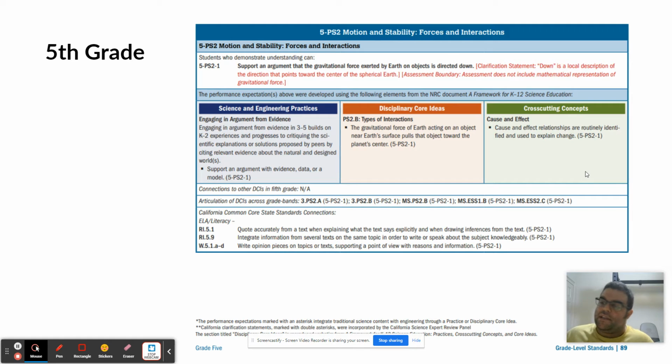Our cross-cutting concept is cause and effect. So, what would happen if the Earth was half of the size that it is? Would the moon pull us towards it rather than us pulling the moon towards us? What if the Earth was twice its size? Would the moon come crashing down on us?